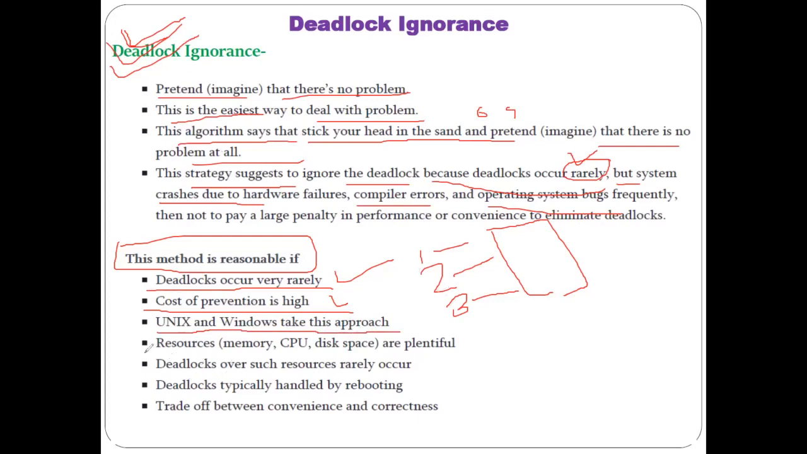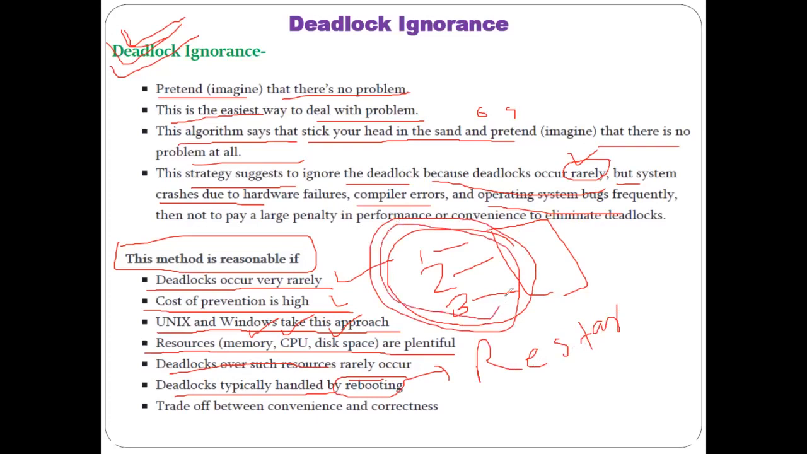Okay. So another reason is what? Deadlock in the case of modern computer systems occurs very rarely because resources are available plentifully. In the sense, now RAM is available in very high amount, CPU is available in a very high configuration, disk space is also available in high amount. So generally deadlock occurs rarely in modern computer systems. Deadlock is typically handled by rebooting the computer. Rebooting in the sense, simply restarting the computer, you can easily handle the deadlock instead of applying these costly strategies, which are not required in the case of normal users of the computer.